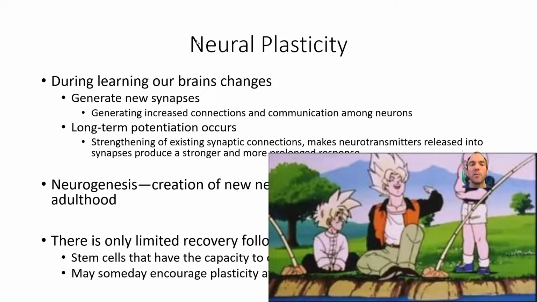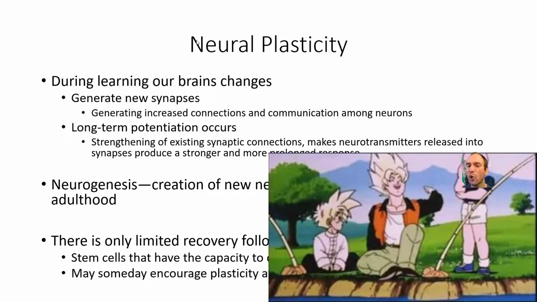Now let's talk about some examples of neuroplasticity. During learning, our brain changes. So literally listening to this lecture is hopefully allowing some learning opportunities, wherein your brain changes. Some specific ways that learning changes the brain: generating new synapses, generating increased connections and communication among neurons. By synapses, I mean connections and communications among neurons. Remember when I talked about those trillions of connections? During learning, new connections are formed, which allows for increased communication, increased efficiency, and allows you to do more complex thinking and more complex tasks.